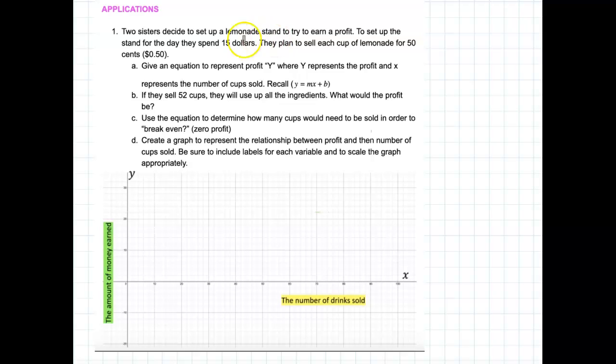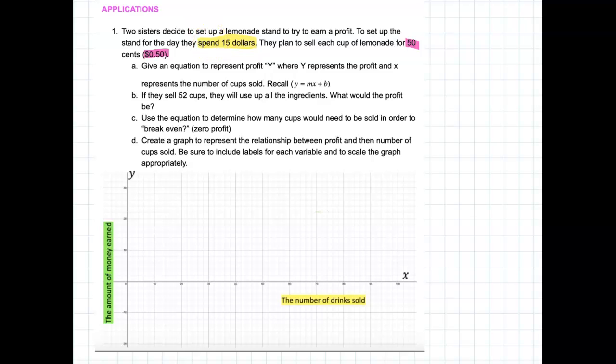So profit is the amount of money that they actually make. To set up the stand for the day, they need to spend $15. So they spend $15. Oh, that's not profit. That's like the opposite of profit. That's like negative, right? And they plan to sell each cup for 50 cents, or let's say this right here, right? Okay, so we've started off by spending $15.